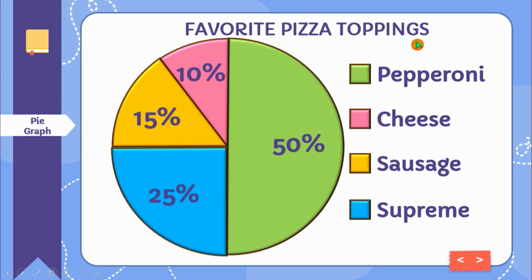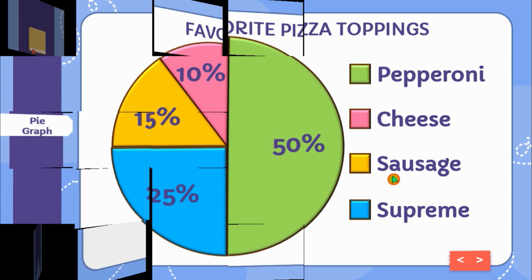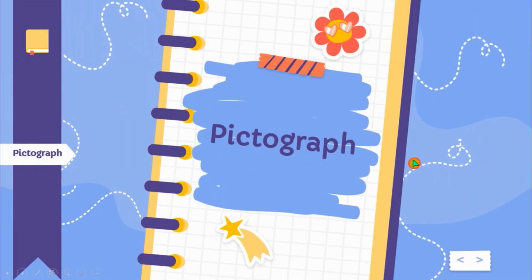Now, clearly, if we're going to try to analyze our pie chart, ano may pinakamalaking percentage ng favorite pizza toppings? That's pepperoni. While the least is the cheese, kasi 10% lang yun. Now, if I will be asking you how much more is pepperoni than cheese, that's 40%. Kasi 40% yung inilamang ni pepperoni kay cheese. Okay? So, next, we have the pictograph.